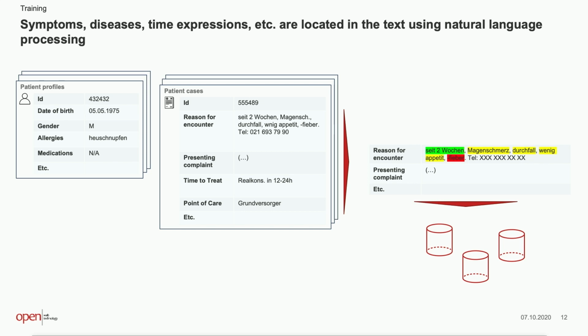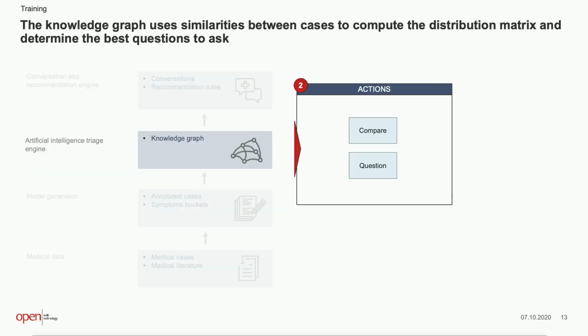And then we also need to map the symptoms to the actual disease. So we created buckets with similar cases, and then we try to map a case to a bucket. In order to do that, we have to ask questions to the patient in order to find the right bucket. So this is done through a knowledge graph. And the knowledge graph will decide what is the best next question to ask the patient in order for the algorithm to have the highest probability to find the right bucket.